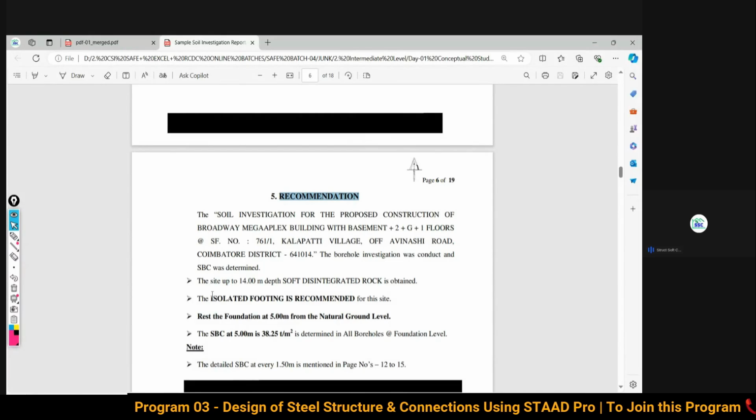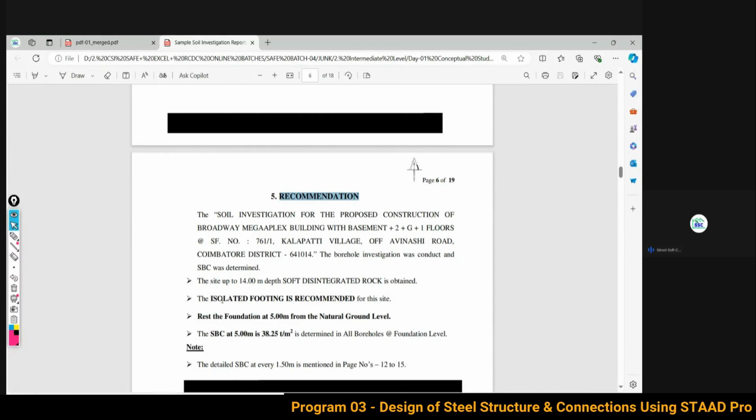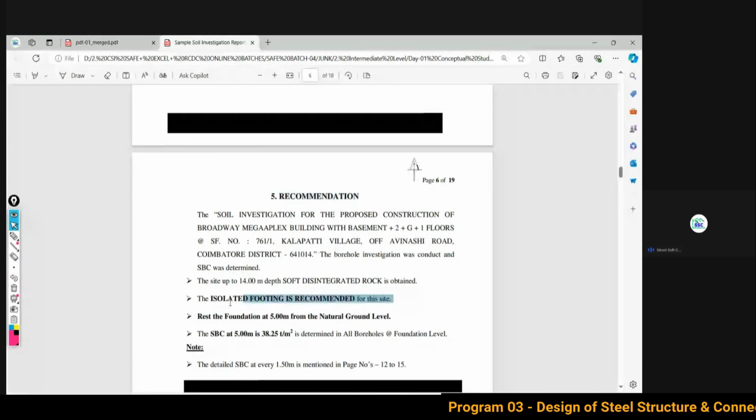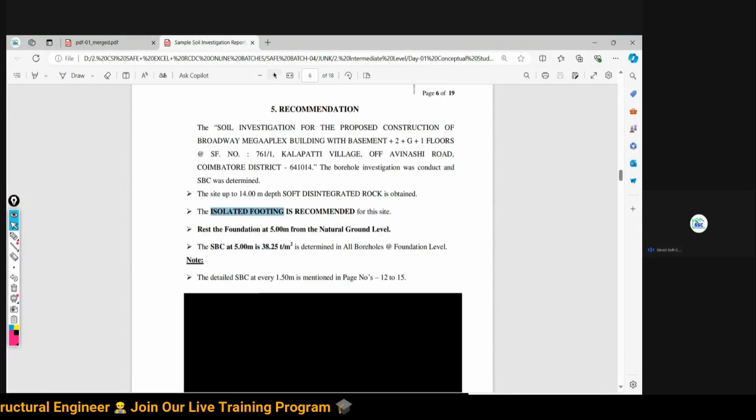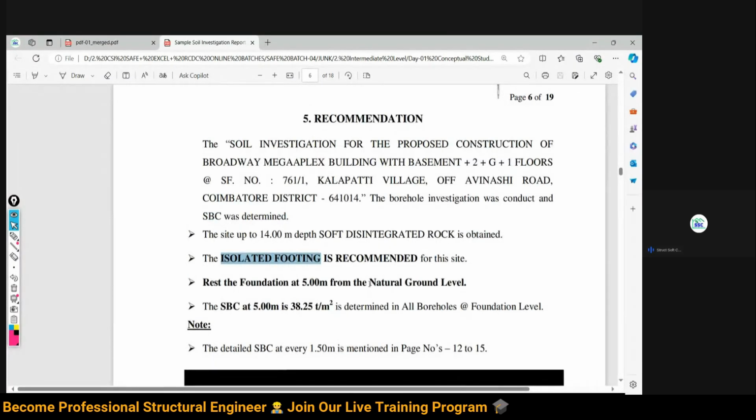So in the recommendation, what are they suggesting? The isolated footing is recommended for this project, for this site. Which type of foundation are they recommending? They are recommending to use the isolated footing. As for the foundation, at what depth do we have to put it? At a depth of 5 meter below the natural ground.